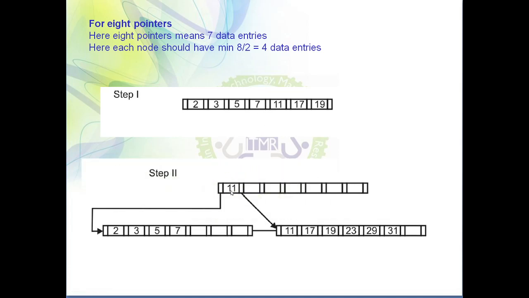Now here 11 acts as the root. Here I am going to shift value number 5. So the fifth value is shifted over here. In the left child 2, 3, 5, 7 are less than 11, and in the right child 11, 17, 19, 23, 29, 31 will be there. So the rest of the values I need to put in the right child.